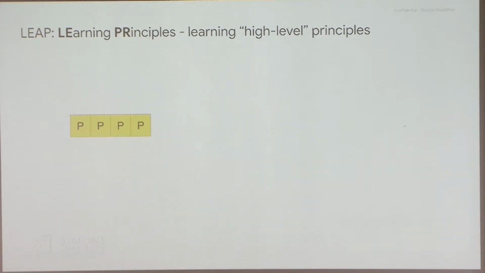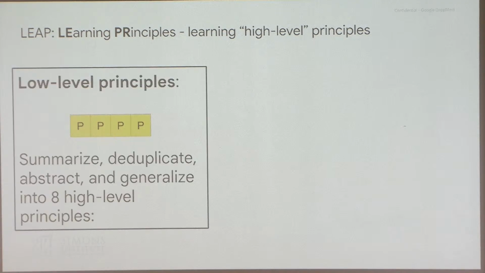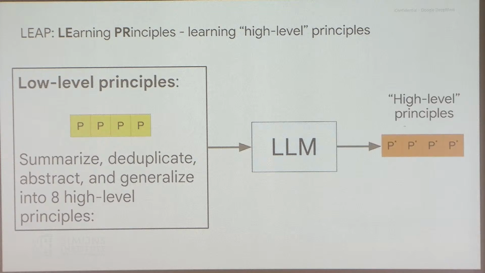We also had an optional additional step that sometimes helped and sometimes didn't. We can discuss later why we believe that it helps and why it doesn't help. The second step was learning more high-level principles, and it worked as follows. We took the entire set of principles that we learned, concatenated them one after the other, and asked the LLM to summarize, deduplicate, abstract, and generalize them into 8 high-level principles. So we fed this prompt to the LLM, and we called the outcome high-level principles.